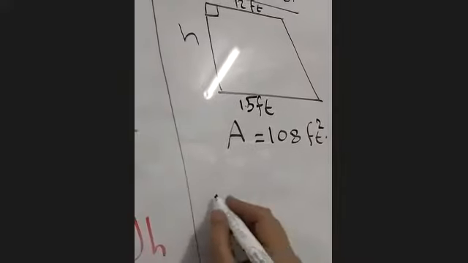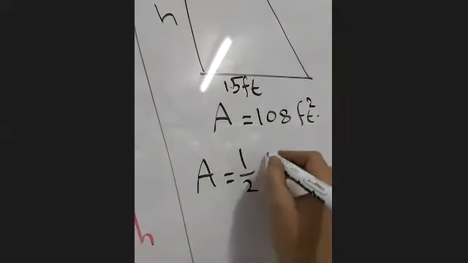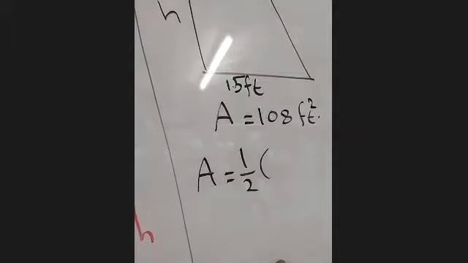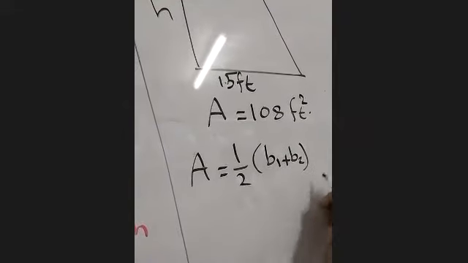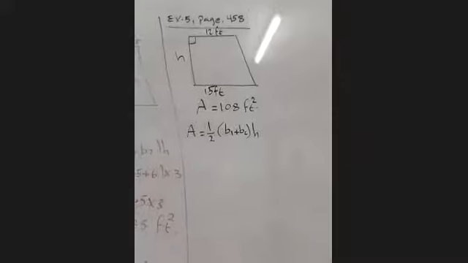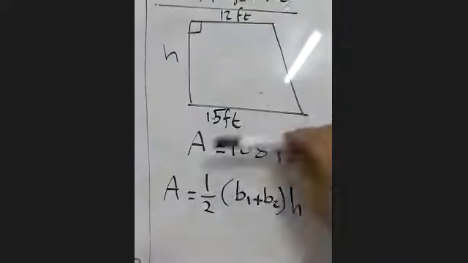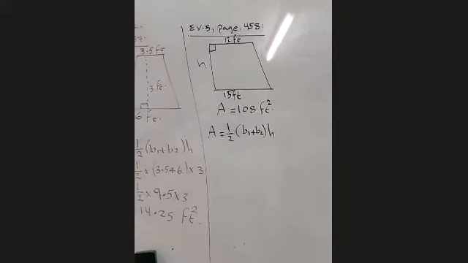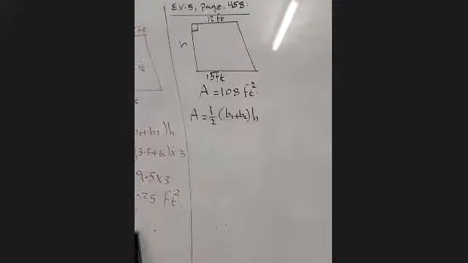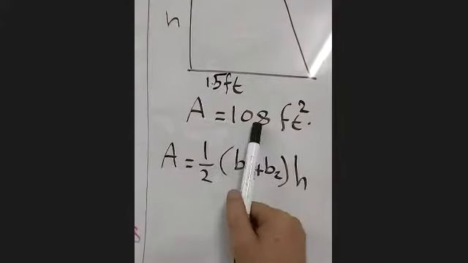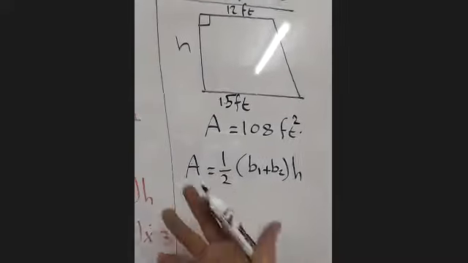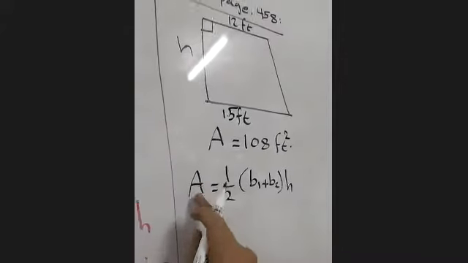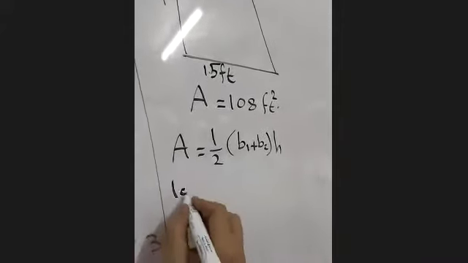A equals half, base 1 plus base 2, multiply H. So the first step, we write the formula which connects all of these things together. Then after we write the formula, we replace A by its value, 108 feet squared. It is given here, but in the previous questions A was not given; we found it. So here I'll put 108 equals.